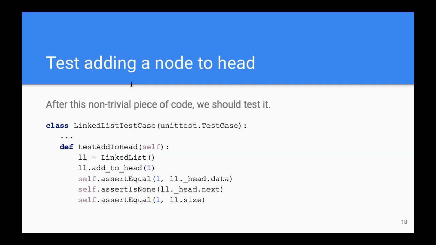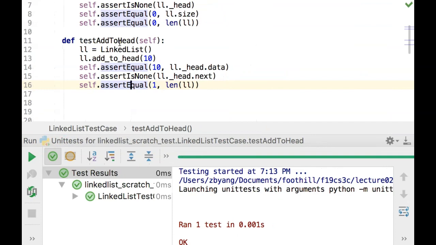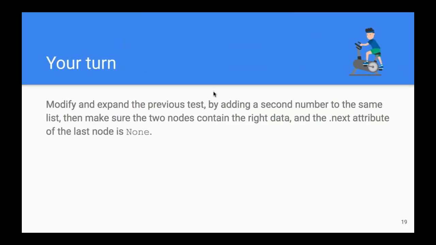And I actually want you to do that. So why don't you update the test? You can actually just modify this existing test and add a second number to the list. Make sure the first 2 nodes of this list contain the right data, and then the next attribute of the last node is none, and also really the size should be 2 now. So pause the video, give that a try.